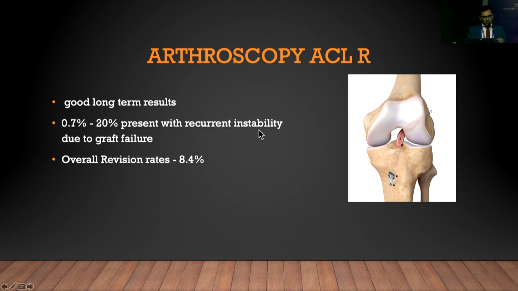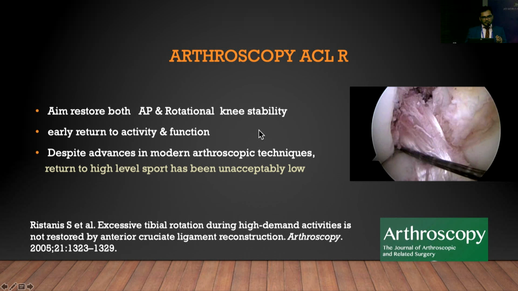And we all know that with arthroscopic ACL reconstruction, despite the best of the techniques, there is a 0.7 to 20% chance that patients do land up with recurrent instability, especially rotational instability. There is a risk of graft failure and overall revision rates of 8.4%. So the aim of all ACL reconstruction is to restore both AP and rotational knee stability, and early return to activity and function.